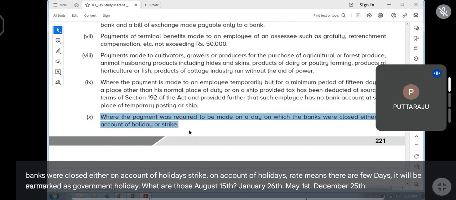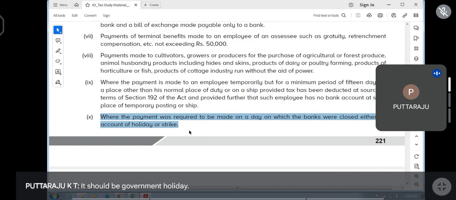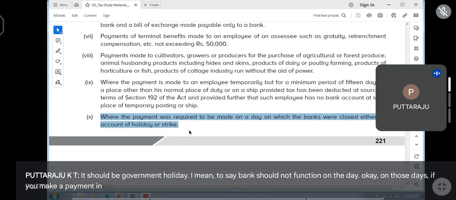Any other days which are fixed holiday? October 2nd, Gandhi Jayanti. Any other day? It should be a government holiday. I mean to say the bank should not function on that day. Okay. On those days, if you make a payment in cash, that is not disallowed.